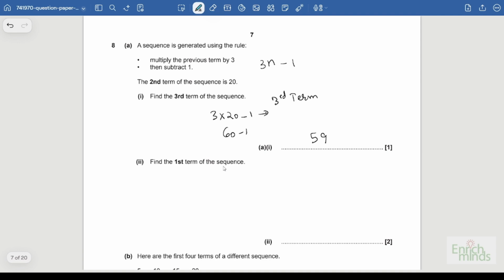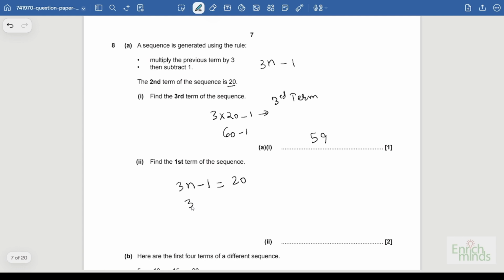Find the first term of the sequence. Now we have the second term is 20, but we don't know what is the preceding term. So to find the preceding term, if you substitute that preceding term in place of n, then I get its value equal to 20 in this rule. But I don't know what that term is. So that's exactly what we need to figure out. So how can we do that? Here we need to equate this to 20. That means this rule gives you the output 20. You need to figure out the input here, that is the value of n.